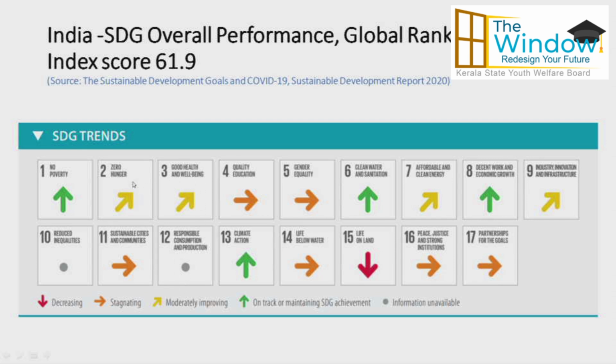But in the case of zero hunger, good health and well-being, clean energy, and industry, innovation, and infrastructure, we are moderately improving during the last 5 years. So this is the overall performance of the Sustainable Development Goals in India during the last 5 years. The majority of the data is related to the last 5 years. In some cases, they use continuous data of the last 7 or 8 years. So this is the current situation related to the 17 Sustainable Development Goals.